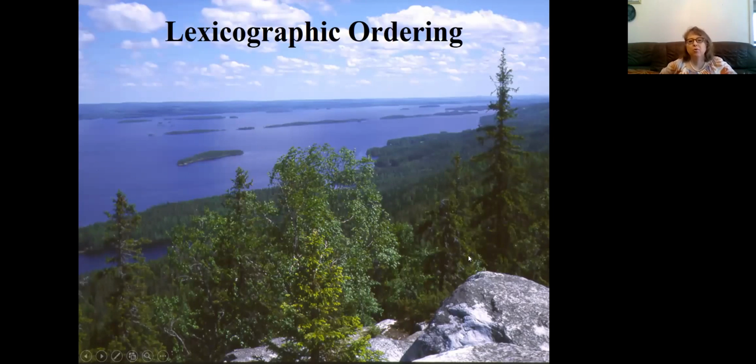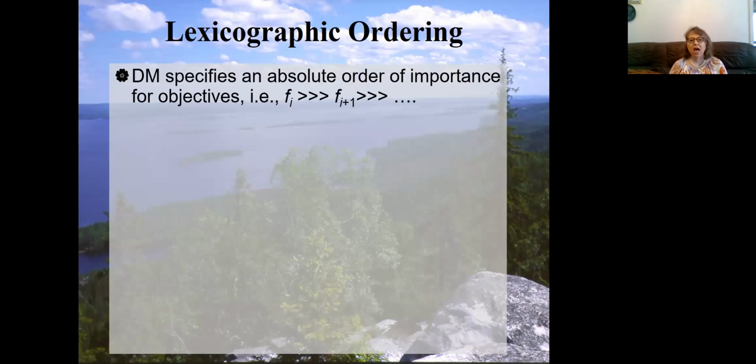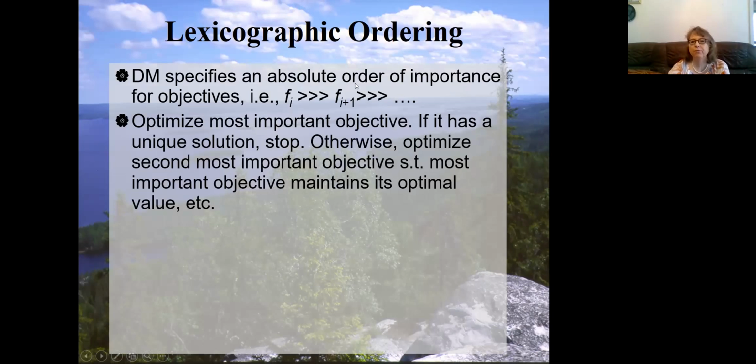Another simple a priori type of method is lexicographic ordering. If we can say that we have an absolute order of importance of objectives, so that this function is much more important than the other one, we can solve the functions lexicographically. So first, optimizing the most important function. If it has a unique solution, that's the end of the story. If the most important objective function has alternative optima, we optimize the second most important objective function in that set and continue as long as we have alternative optima.